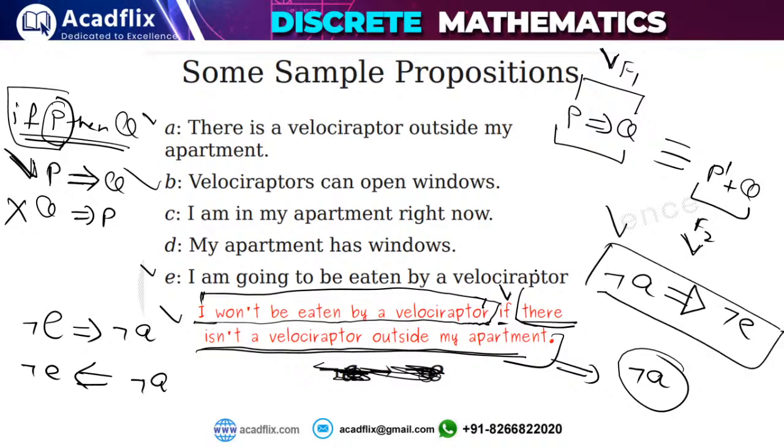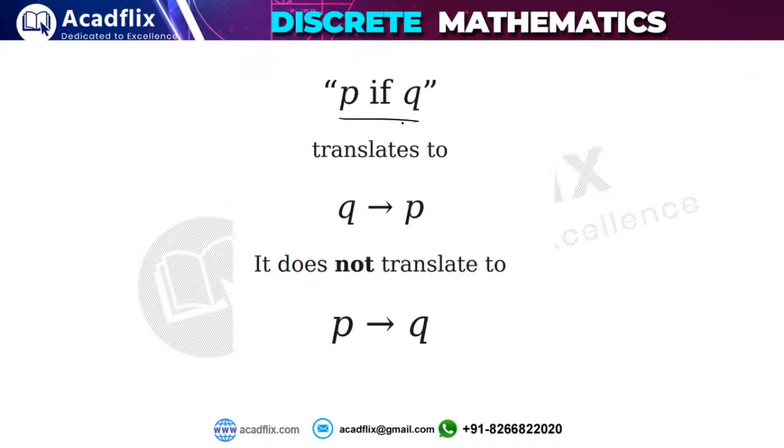Remember, this is the correct one. So let's note this point. You can note this point. Whenever we have this kind of statement, P if Q, remember this if is applied to Q. So how will we translate it? This Q will go to the left side of the implication. So we will write it like this: Q implies P. And remember, this is the same as if I write it like this. Both mean Q implies P. So these both are the same.